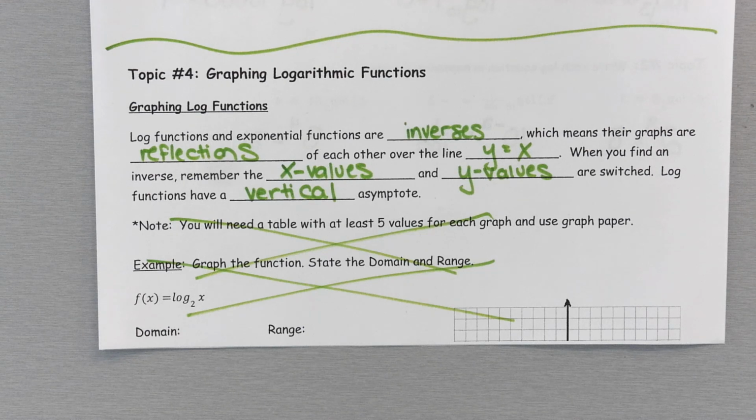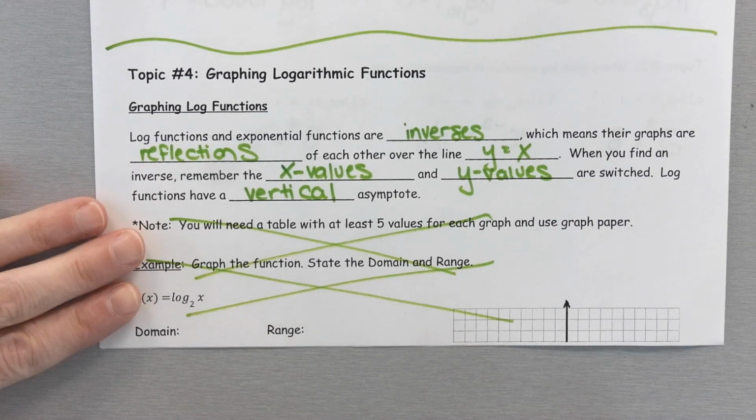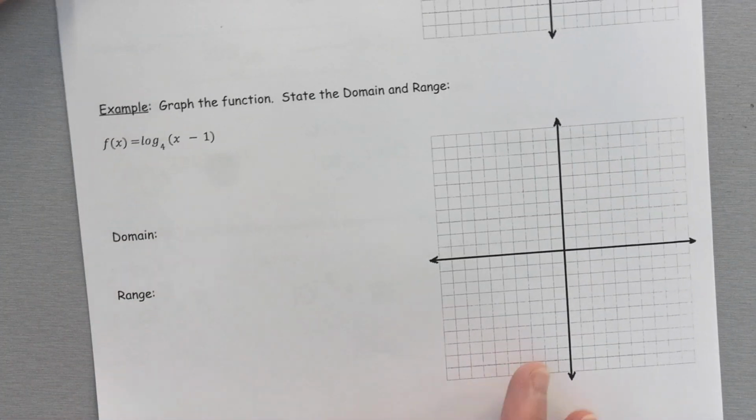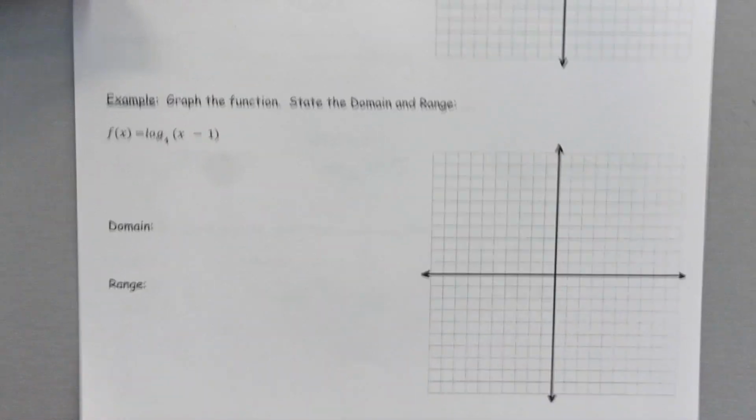So the difference between these graphs and the ones that we've been working with is that these are going to have a vertical asymptote, whereas our others had a horizontal asymptote. And again, that's switching because our x and y values are switching. Are we good? Do we have all this written down? Yes? Okay. So let's flip to the back, and we're going to do two problems together.